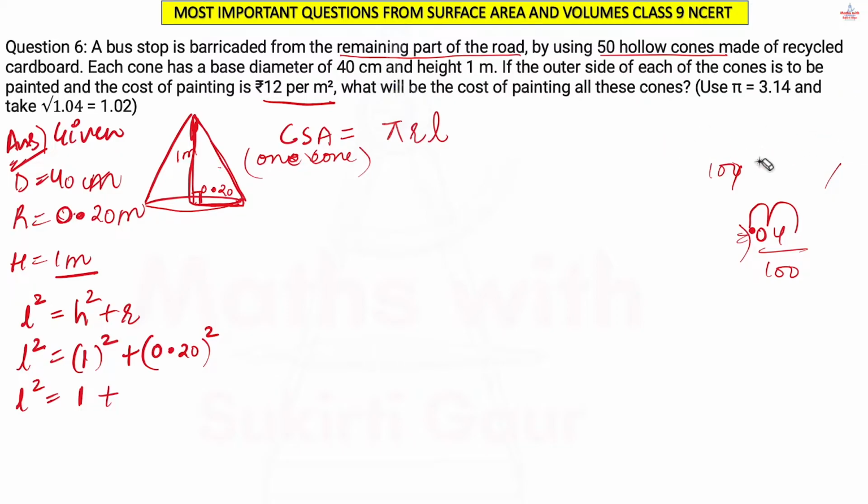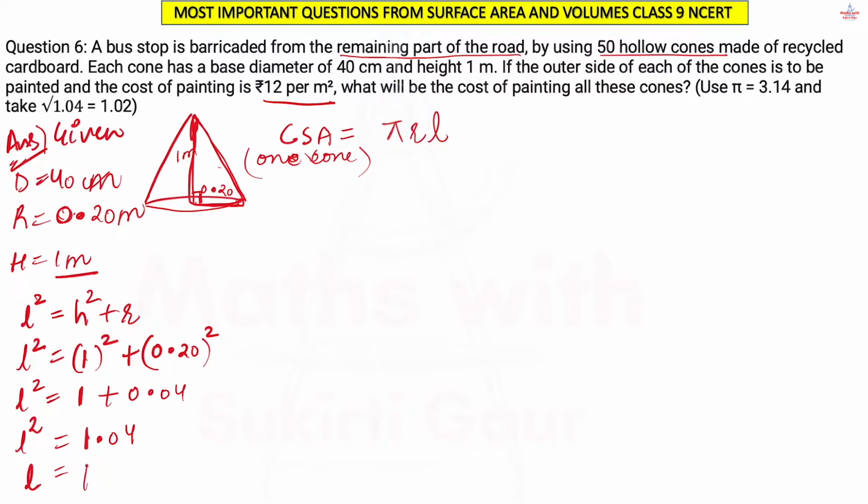I could have written the value directly, but it is my duty and your duty as well to work as hard as you can to get the best score this time. So L square is equal to 1 plus 0.04, that is 1.04. Now to find the value of L only, we are going to find the square root, right? So square root of 1.04.